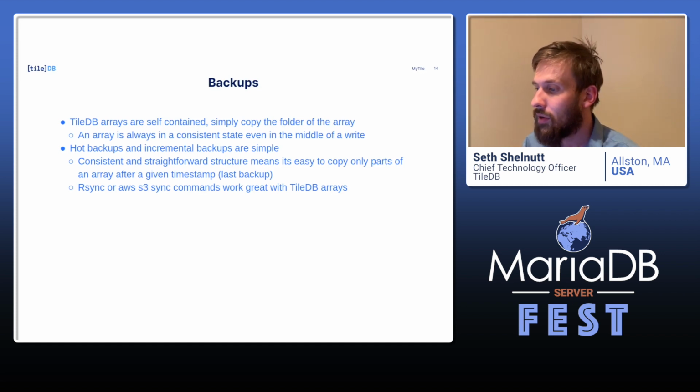The structure of a TileDB array is very straightforward, well documented in the spec, but it's very straightforward even if you just list it yourself. And this opens up the possibility for you to make an initial copy of an array and then incrementally only copy out to backup the new fragments and the new parts that are written. TileDB arrays work fantastically well with tools like rsync or the AWS S3 sync commands or the equivalent Google and Azure commands. So it's very easy to copy the data sets around and have consistent backups.